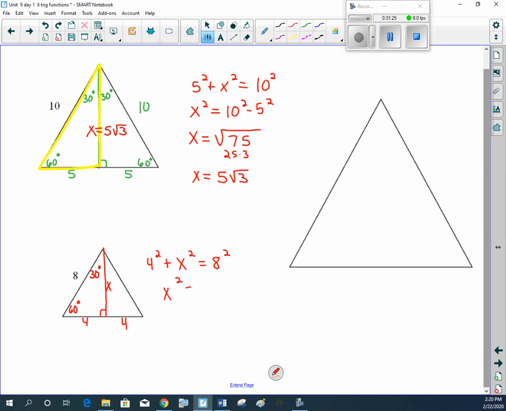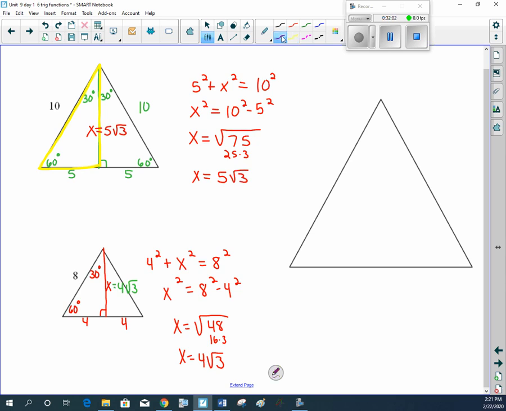All right, so x squared is going to be 8 squared minus 4 squared. So x is going to be the square root of 64 minus 16, which is 48. And so that turns out to be 16 times 3, so that's going to be 4 root 3. So the altitude here is 4 root 3. Okay, so hopefully you can see the pattern that's developing here.